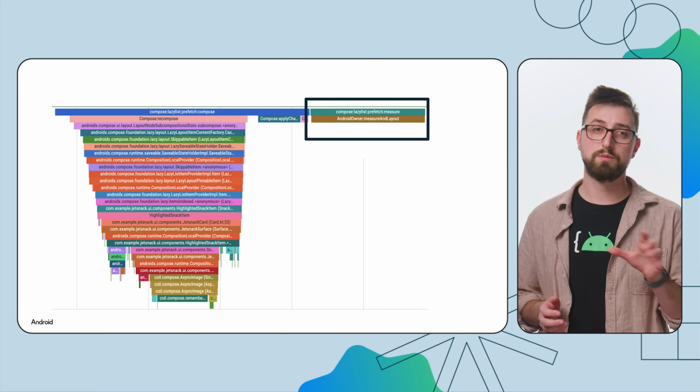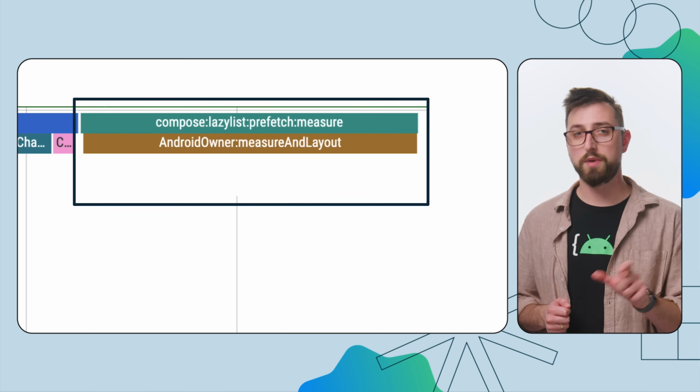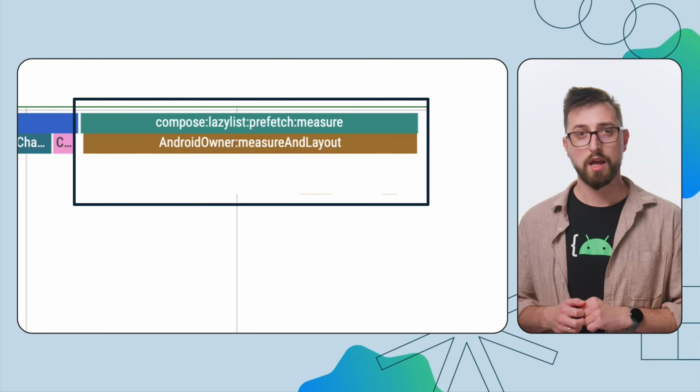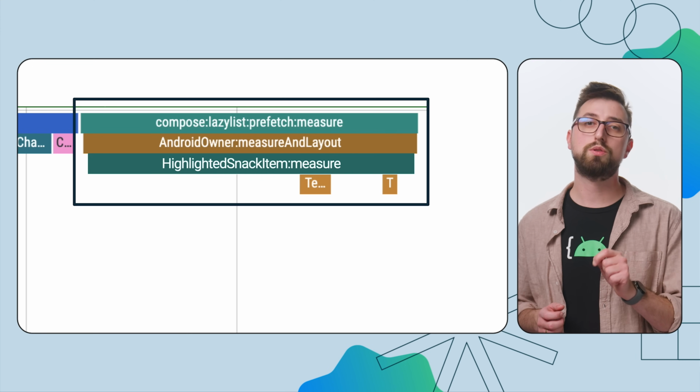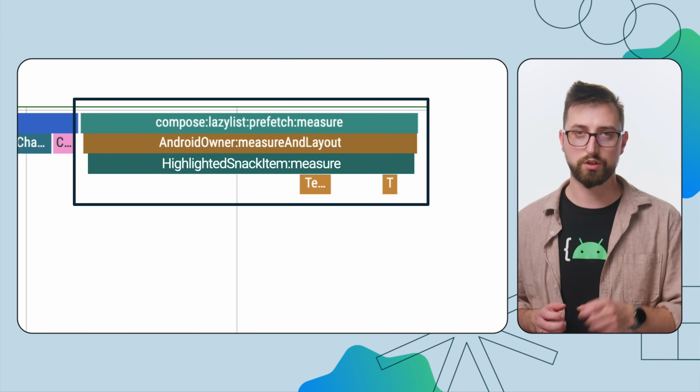When you retake the system trace, you can now search for the measure and layout trace section, and you can see how long it took to the composable to measure its children.